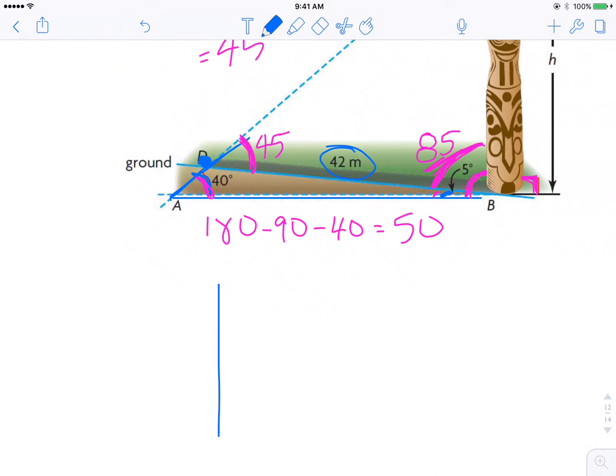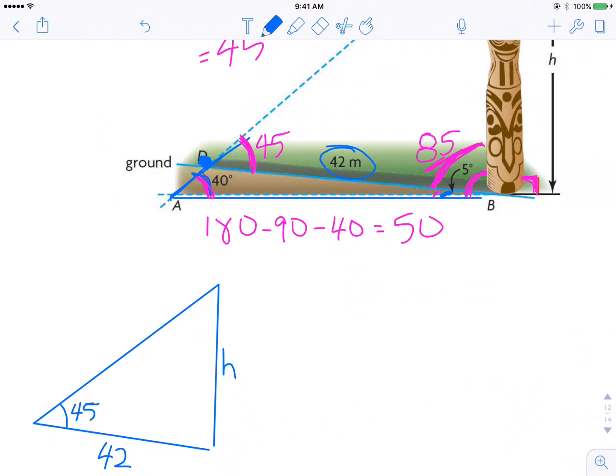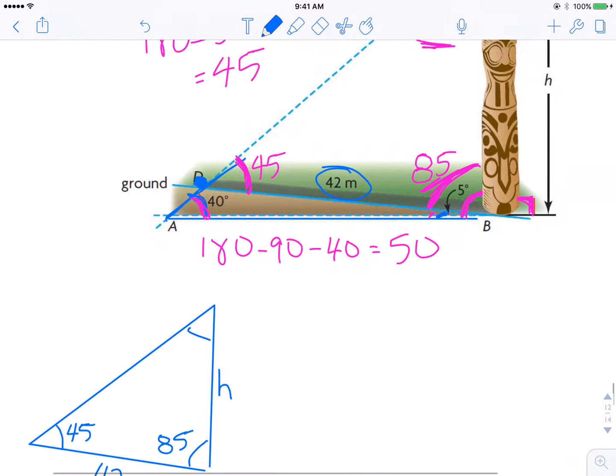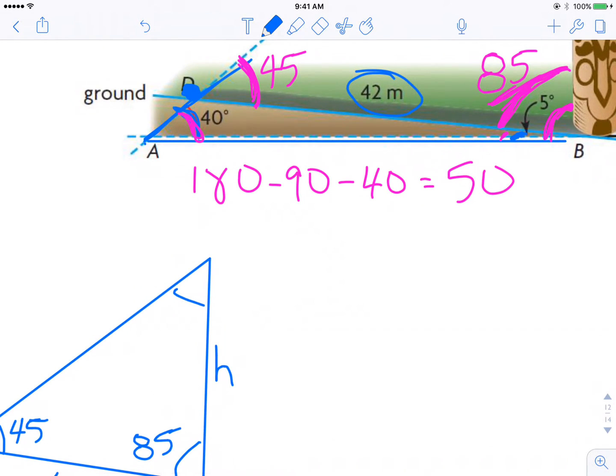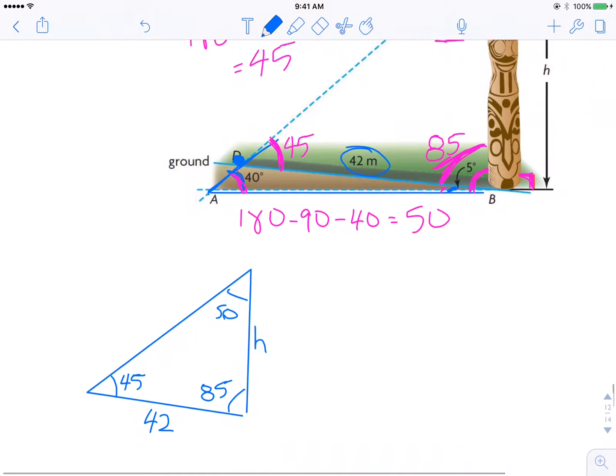Well, there's our totem pole, H. And we have this line here, 42 meters. And we have all the angles, 45, 85, and 50. How can we solve for H?